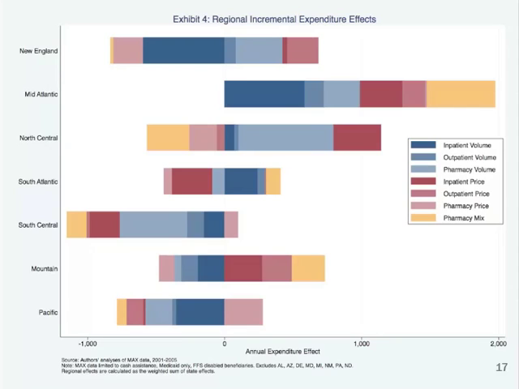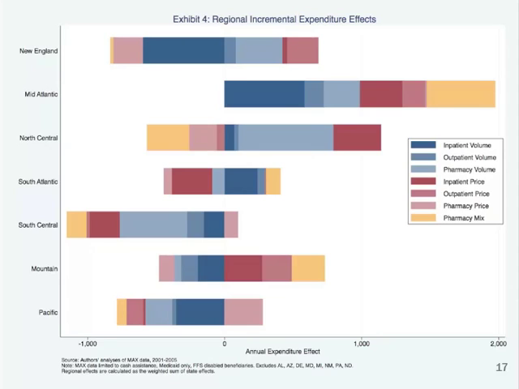The New England region is kind of interesting. It's got expenditure effects on each side of 0, and if you added them all up, they end up at about the mean. But it's interesting to see what is on each side. On the positive side, pharmaceutical volume and outpatient price are the two big effects. On the negative side, the big effect is inpatient volume, followed by a smaller pharmacy price.